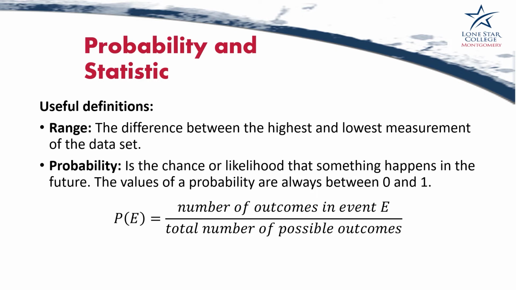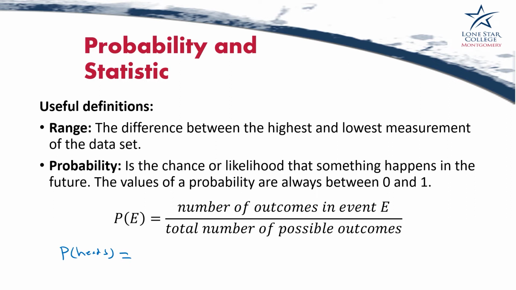And now we're talking about probability. Probability is the chance or likelihood that something happens in the future. The values of probability are always between 0 and 1, and it is represented by P of E, the probability of some event, which is equal to the number of outcomes in that event over the total number of possible outcomes. You want to think about what's the chance of you doing something. The most basic example is coins. If you were to flip a coin, what is the probability of you getting heads? The first thing you want to think about is the bottom of our fraction here, because our probability is always some type of fraction.